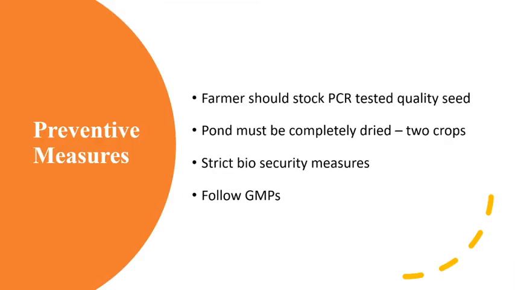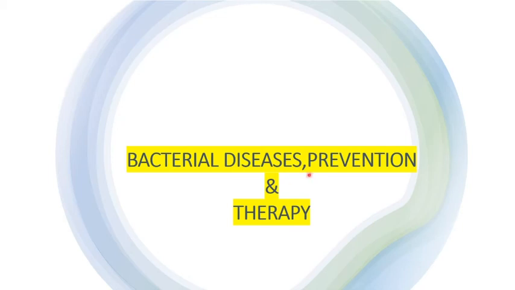The preventive measures which should be followed are: farmers should stock PCR tested quality seed, ponds must be completely dried between two crops, strict biosecurity measures, and good management practices. YHD eradication in ponds is similar to that of other viruses and involves practicing best management practices. Students, let us learn about bacterial diseases, prevention and therapy in shrimp.